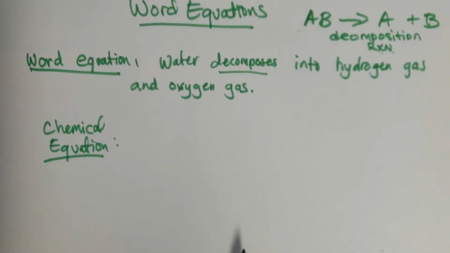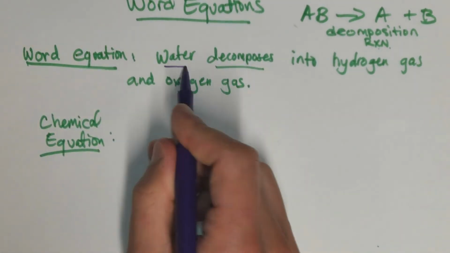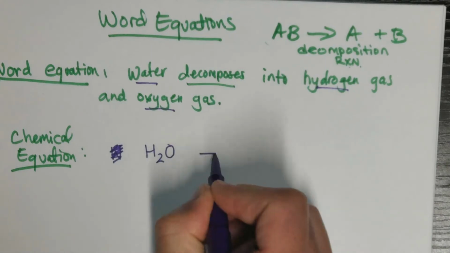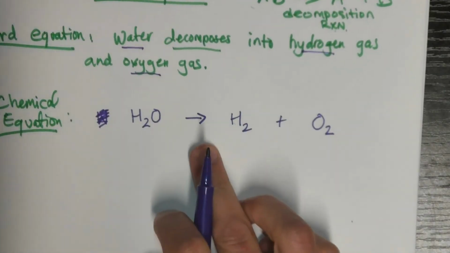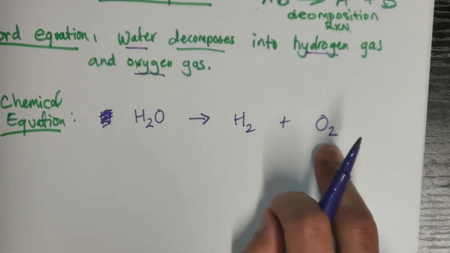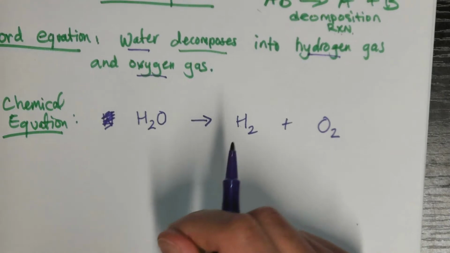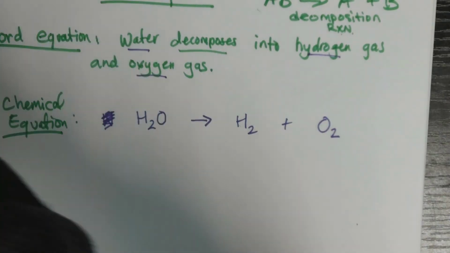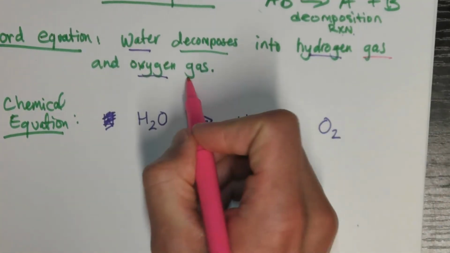Okay, so in the chemical equation, I'm going to identify the different parts. There's water decomposing into hydrogen and oxygen. You'll notice there's another component that I haven't written yet, and that's the gas part. Now, you might ask, do I have to write down gas if it's in the word equation?